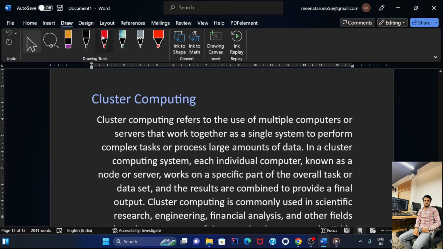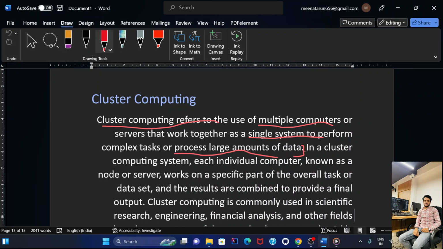So today we will discuss the cluster computing. What is cluster computing and how does it work? Clustering refers to the use of multiple computers, or we can say servers, that work together as a single system to perform a complex task or process a large amount of data. The word suggests that a cluster is a group, so a group of computers working as a single entity for a complex task. So that is a cluster.